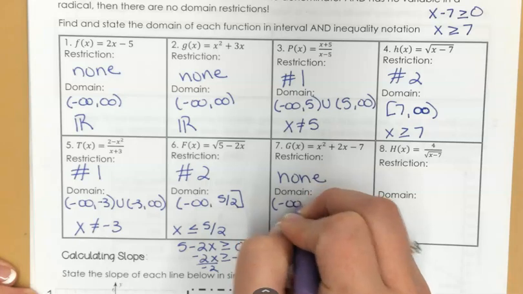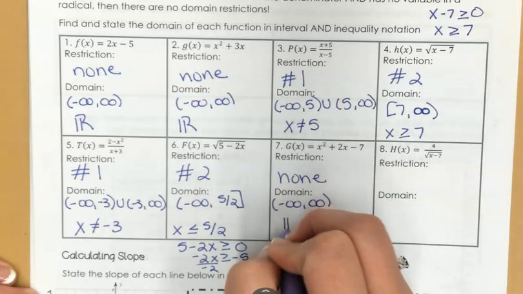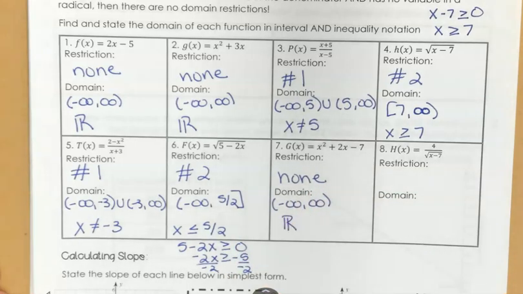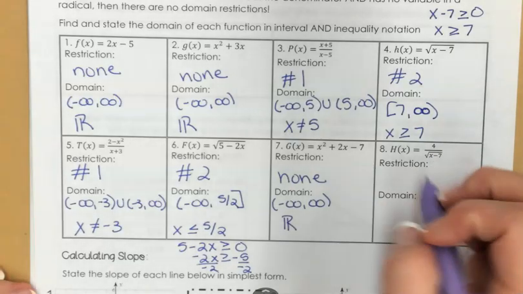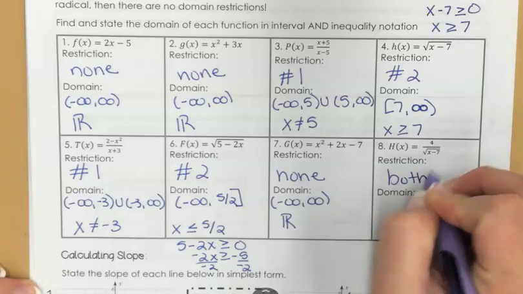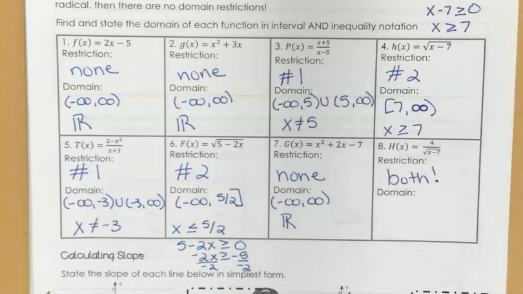So my domain is again going to be negative infinity to positive infinity, or all real numbers. And then last but not least, number 8. I have a radical in my denominator, so this has both types of restrictions.